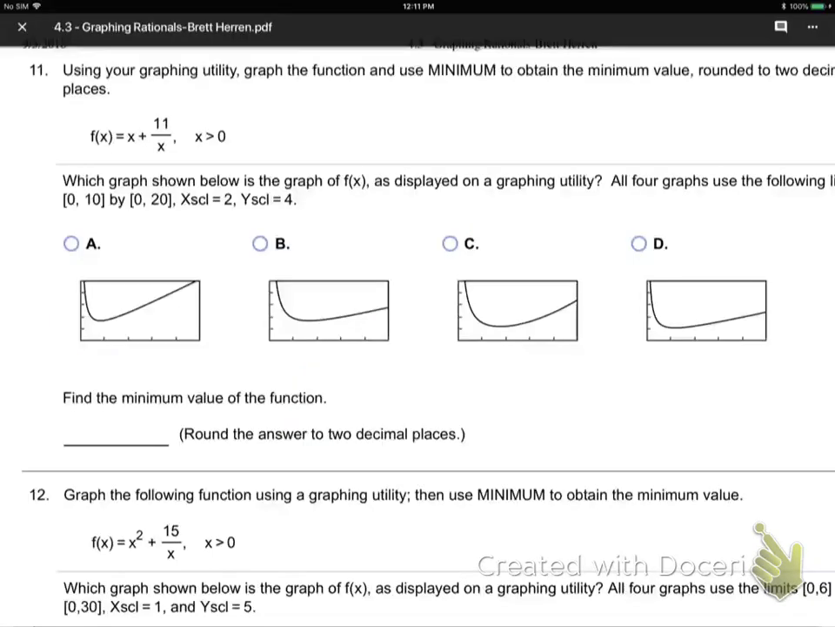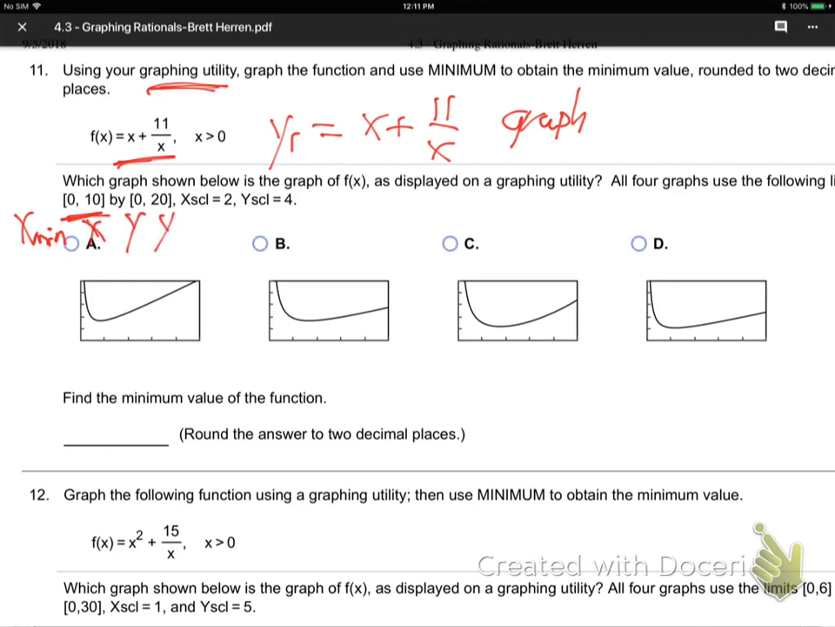I better move on. Okay, so number 11 is just graphing utility. Put that in, y1 equals x plus 11 over x. Graph it on your calculator. They're telling you the window. See right here? Oh, good. That's the x min and x max. This is the y min, y max.